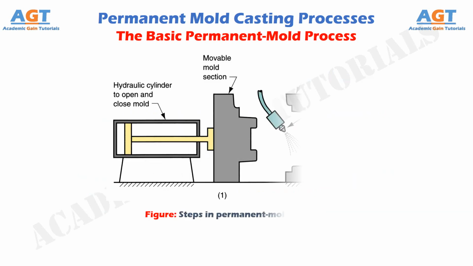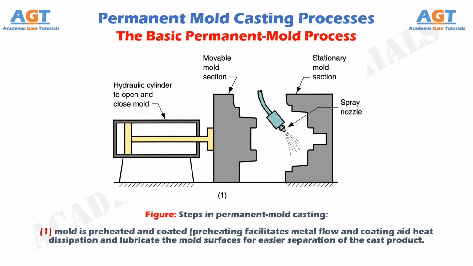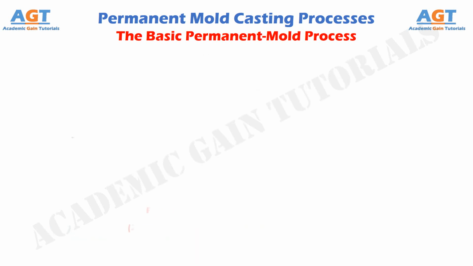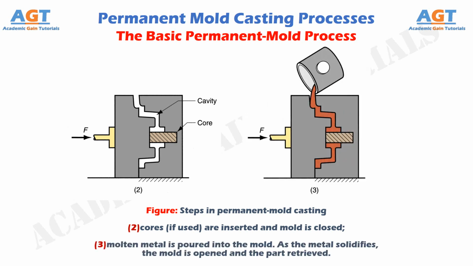Figure 1 shows the first step in permanent mold casting, where the mold is preheated and coated. Preheating facilitates metal flow, and coating aids heat dissipation and lubricates the mold surfaces for easier separation of the cast product. Figure 2 shows the second step, where the cores are inserted and the mold is closed. Figure 3 shows the third step, where the molten metal is poured into the mold. As the metal solidifies, the mold is opened and the part retrieved.